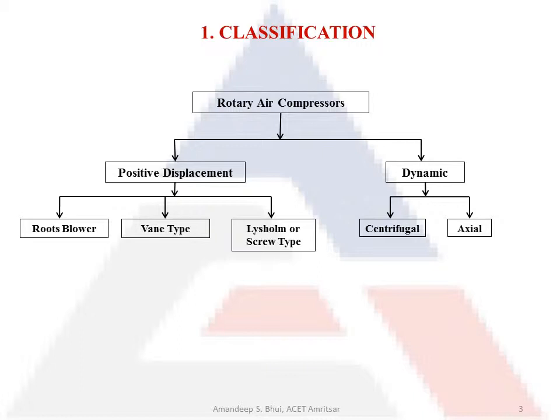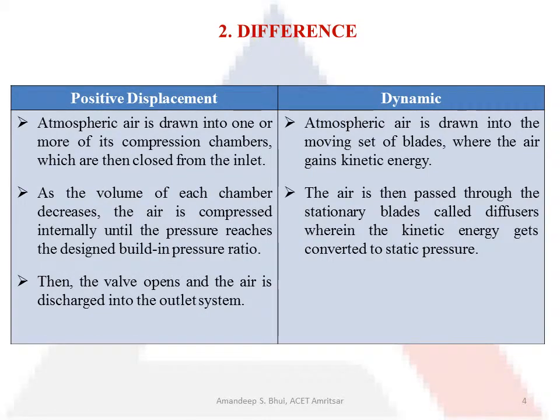Now in the classification, we can see that the rotary air compressors are basically classified as positive displacement compressors and dynamic compressors. In the positive displacement compressors, we have three types, that is the roots blower, the vane type compressor, and the Lysholm or the screw type compressor. The dynamic compressors are of two types: one is the centrifugal compressor and the other is the axial flow compressor. Now, the difference between the positive displacement compressors and the dynamic compressors is shown in this table.